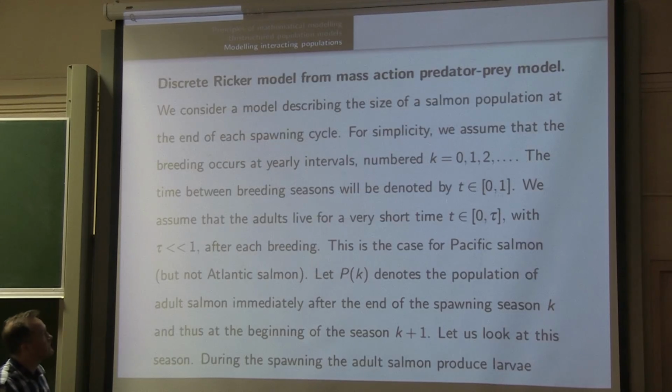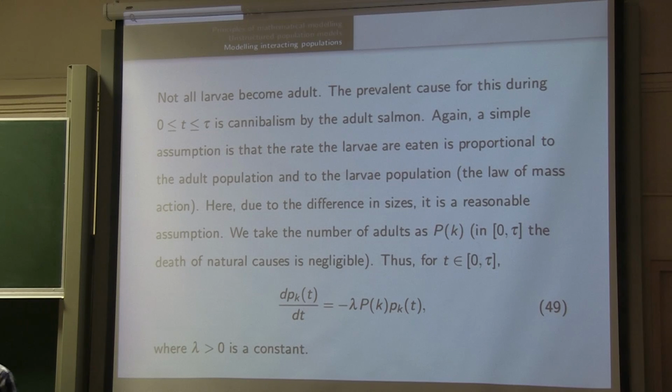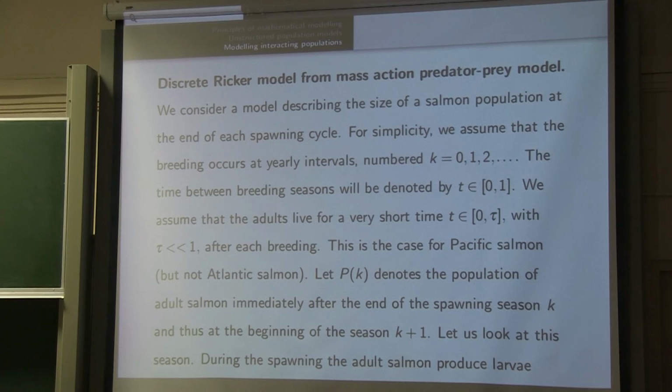And let us try to model the evolution of the salmon population. We consider a model describing the size of a salmon population at the end of each spawning cycle. We assume that breeding occurs yearly. The time between breeding seasons will be measured in continuous time. We assume that the adults live for a very short time after breeding. This is actually the case for Pacific salmon, but not Atlantic salmon. But the final result is the same.